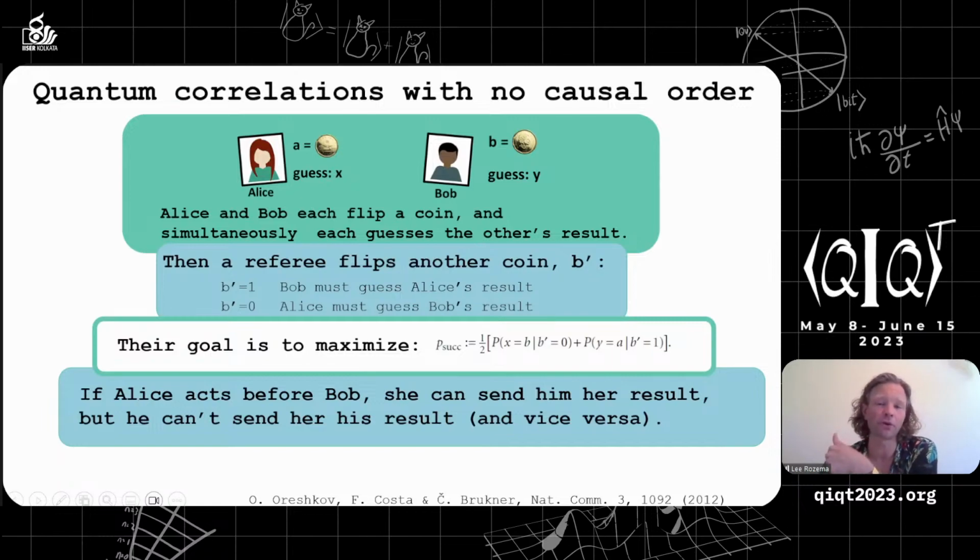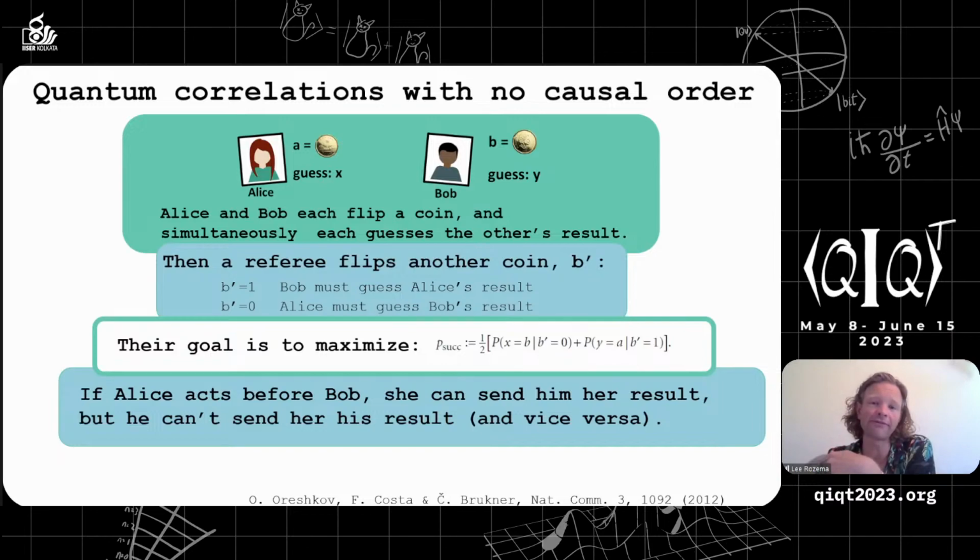If Alice flips her coin and she gets heads, then she can just send Bob the result of her coin flip. She can just say, Bob, I got heads. Now Bob is going to flip his coin, and then he's also going to guess Alice's coin flip. But now he knows that she got heads because she just told him. However, when Alice flipped her coin, she also had to output a guess of Bob's coin flip. But Bob hadn't flipped his coin yet. So the best she can do is randomly guess.